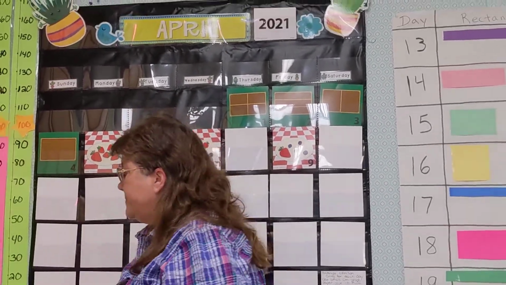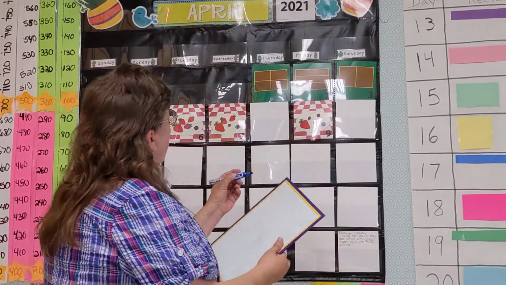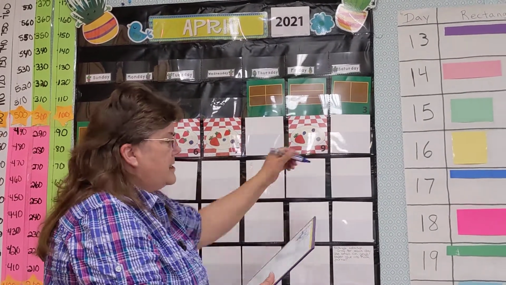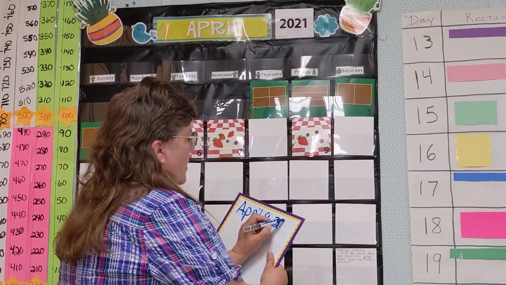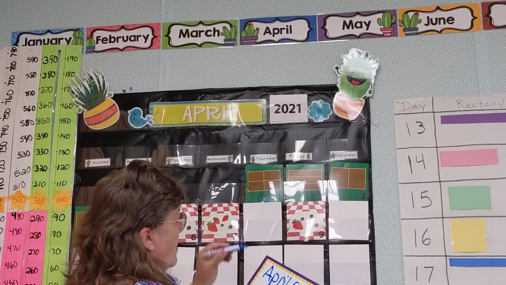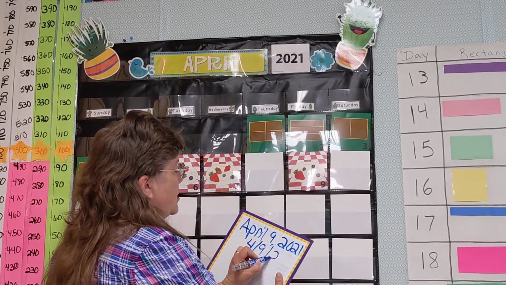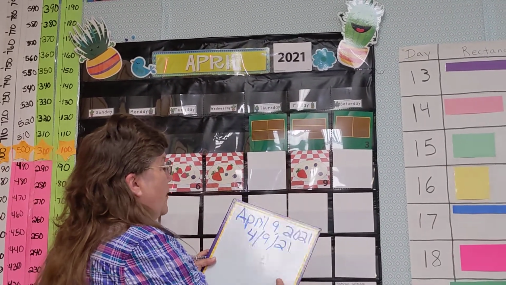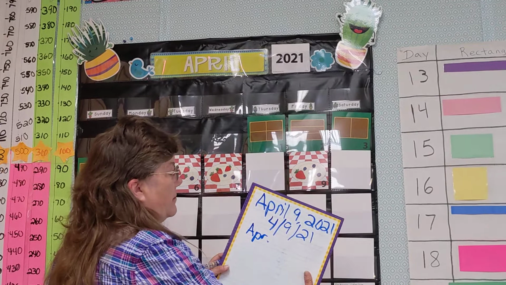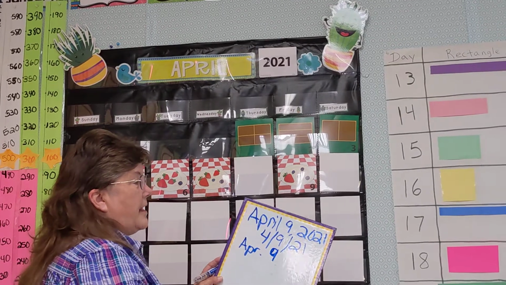Okay, let's write the date. So we are in April. And today's the 9th. And we are 2021. We figured out earlier that April is the 4th month. So we write it 4/9/21. The abbreviation for April, even though it's a small name, is APR period. And you'll see that April 9th. You'll see people write it that way too.